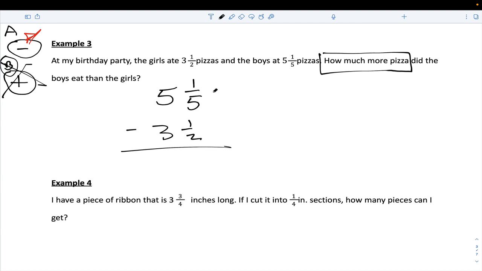What's the common LCM of 5 and 2, Henry? 10. So 5 times what is 10? 2. Okay. What's my new fraction with the denominator of 10? 2 over 10. Good. And 1/2 times 5 over 5. What's my new fraction, Henry? 5 over 10. Good. We're subtracting 2/10 minus 5/10.